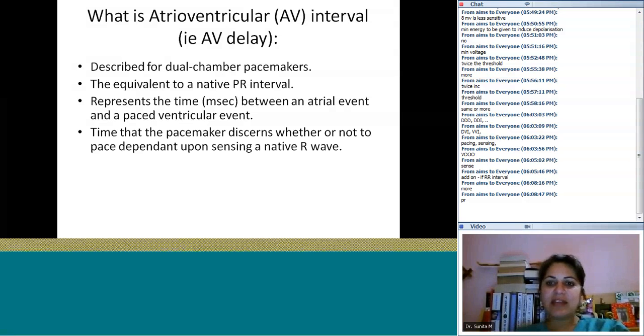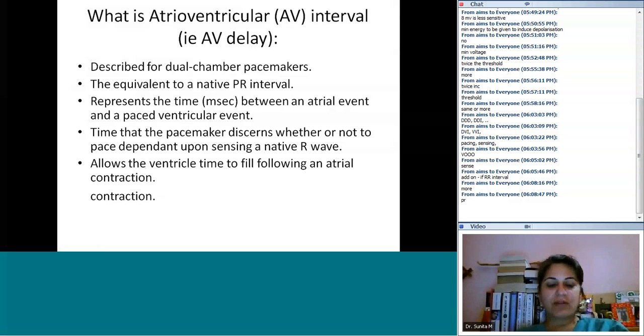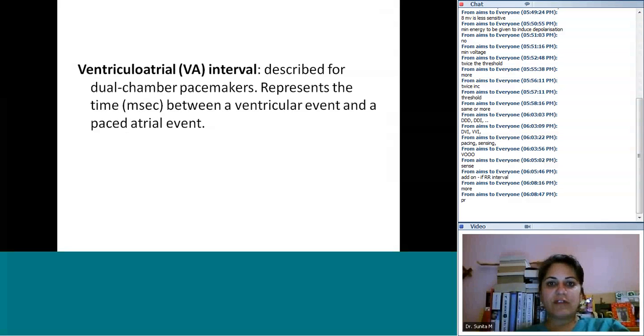It gives the pacemaker a chance to decide: okay, now there was a P wave, is this ventricle going to produce its own QRS, or do I need to pace it? Sometimes we set the AV interval a little longer than the normal PR interval, again giving the myocardium a little time to see whether it senses that atria and does its own ventricular beat. You also need an AV interval set in your pacemaker to allow the ventricle time to fill, because if the atria contracts and there's no time before the ventricle contracts, you don't have diastolic filling.